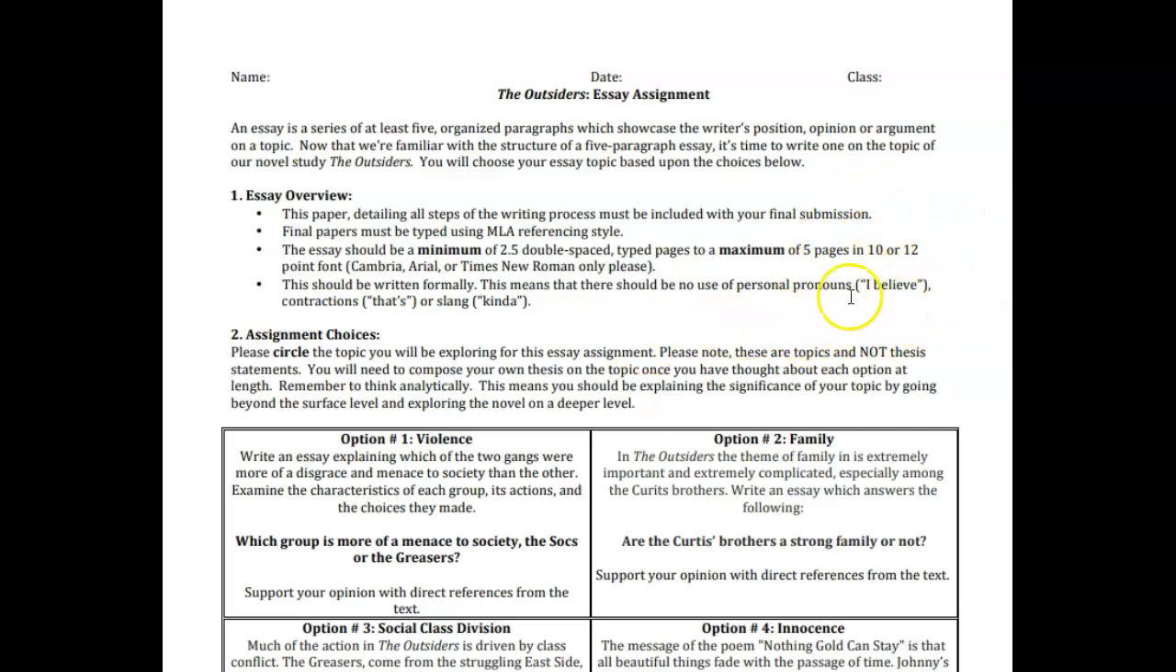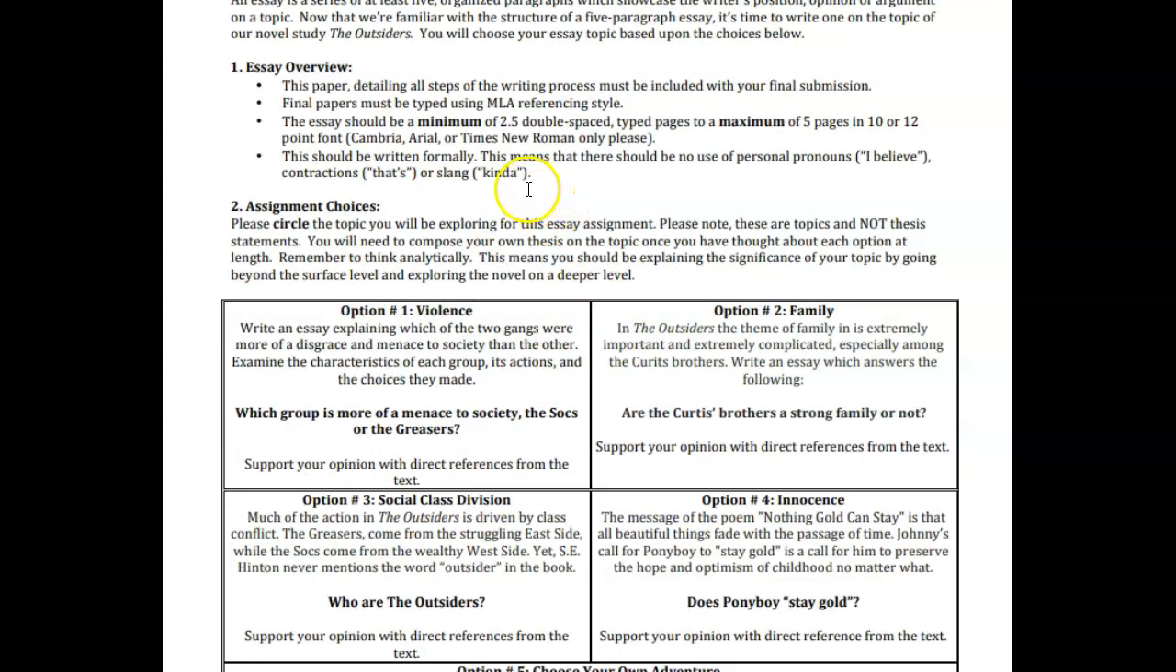We'll know that it's your argument and your opinion on a topic because you are the author of the paper. You don't have to say I at the beginning of sentences because that makes you the subject of the paper, and I want The Outsiders to be the subject of the paper. There also shouldn't be contractions like that. You would write that is, or slang of any kind, like kinda. Okay, because this isn't creative writing, this is a formal academic paper.